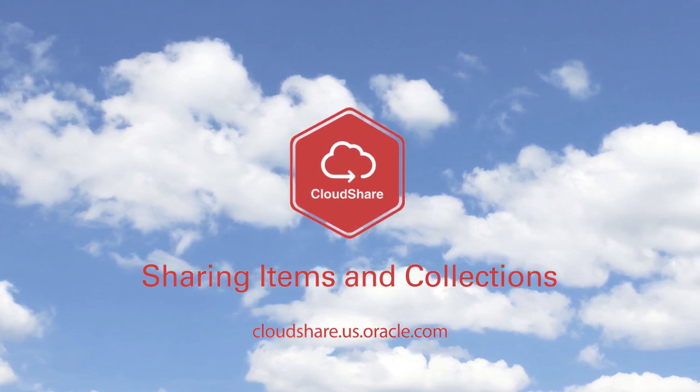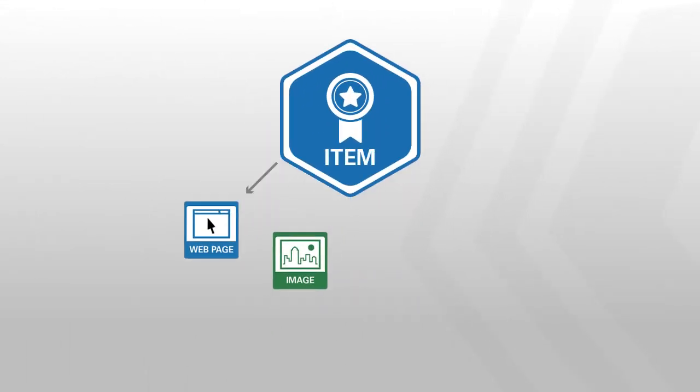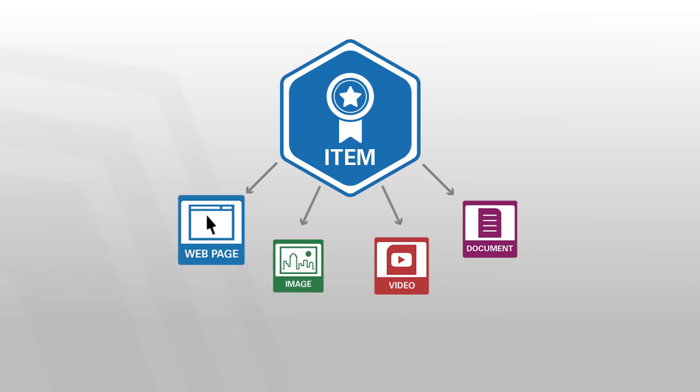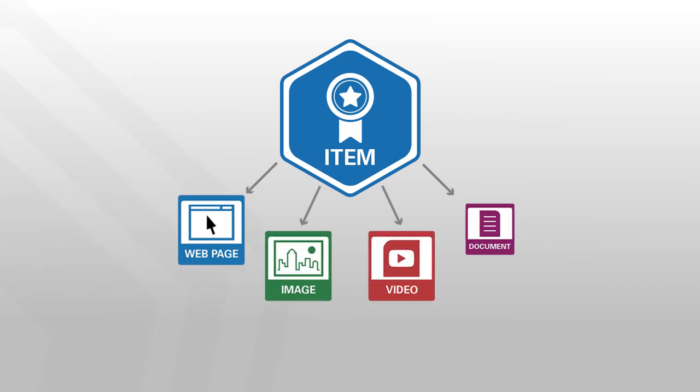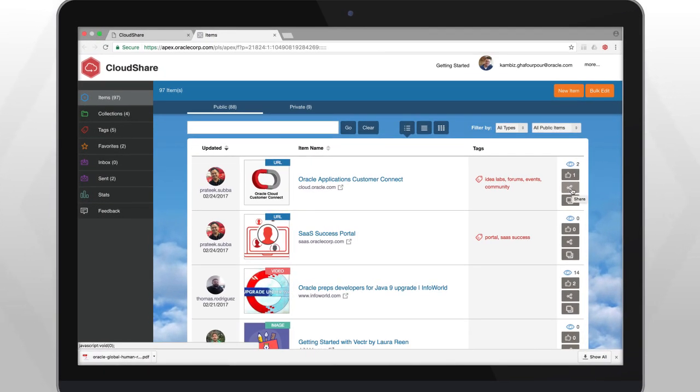In this video, you'll share an item and a collection using the web app and the mobile app. When you save a link with CloudShare, we call it an item. An item is a bookmark or any resource with a URL, such as a web page, an image, a video, or a document.